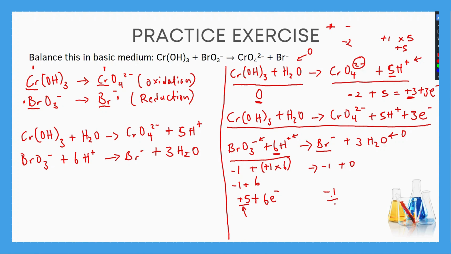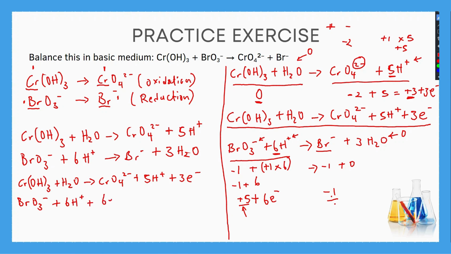So if we write that out in the equation, let's write out our first equation. We have Cr(OH)3 plus H2O giving us CrO4 2- plus 5H+ plus 3e-. And then for our other equation, we have BrO3- plus 6H+ plus 6e-, because that's where we are adding the electrons, giving us Br- plus 3H2O. So I'm sure you've seen how we've carried out that step.